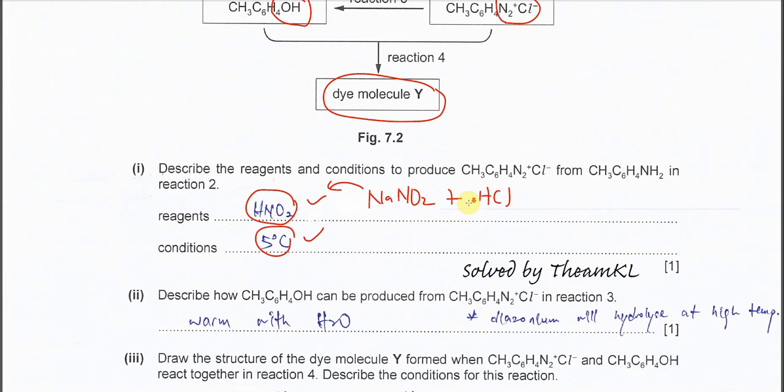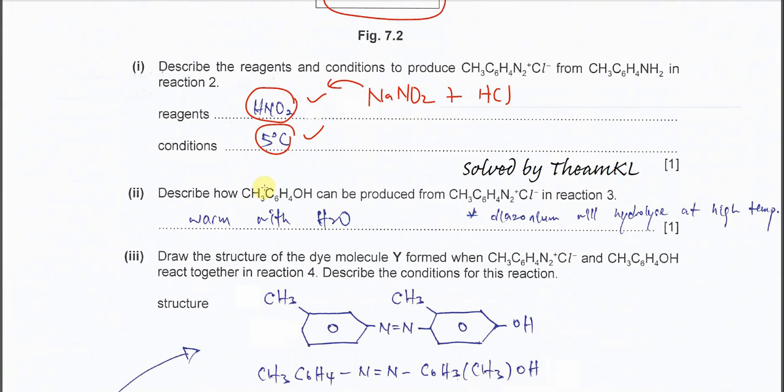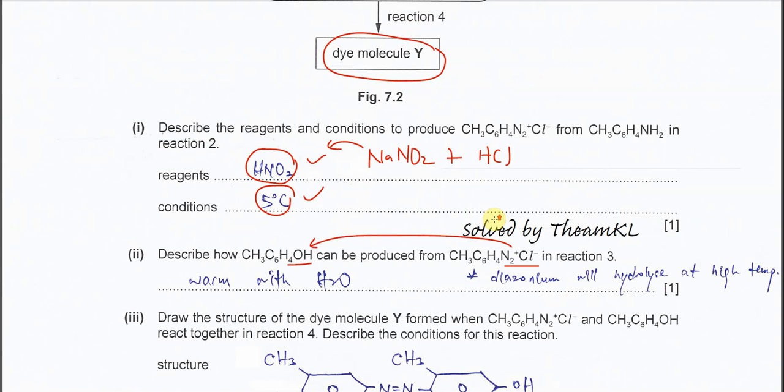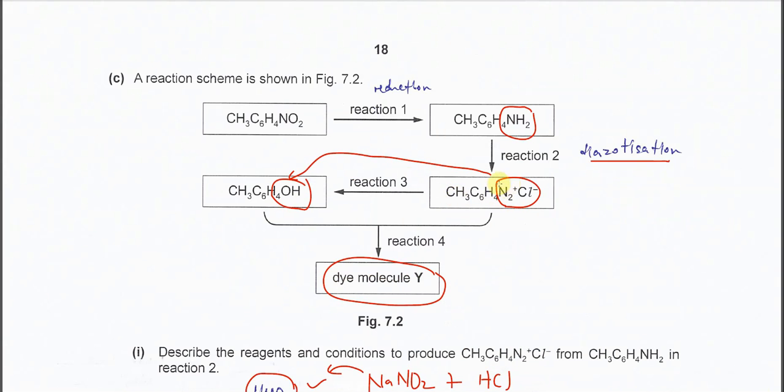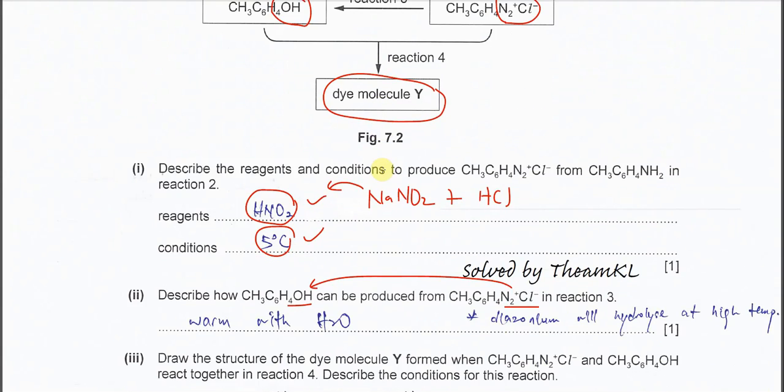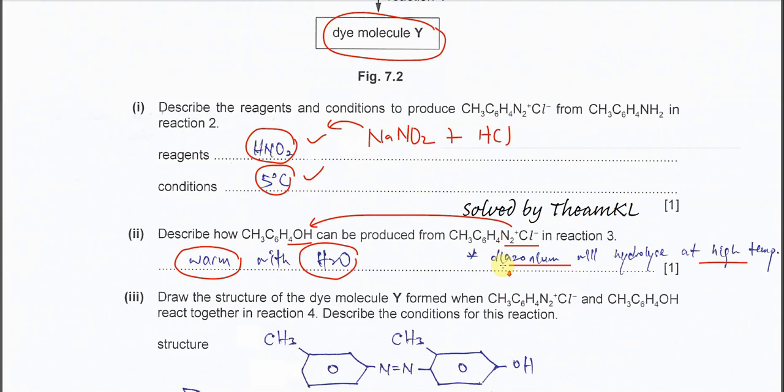Let's move on to part 2. Describe how this phenol can be produced from this benzene diazonium chloride. I told you just now, in reaction 3, this needs to undergo hydrolysis. It needs water, and it needs hot condition, or you just put warm. As long as the temperature is more than 10, it will hydrolyze. So diazonium salt or ion will hydrolyze at high temperature.